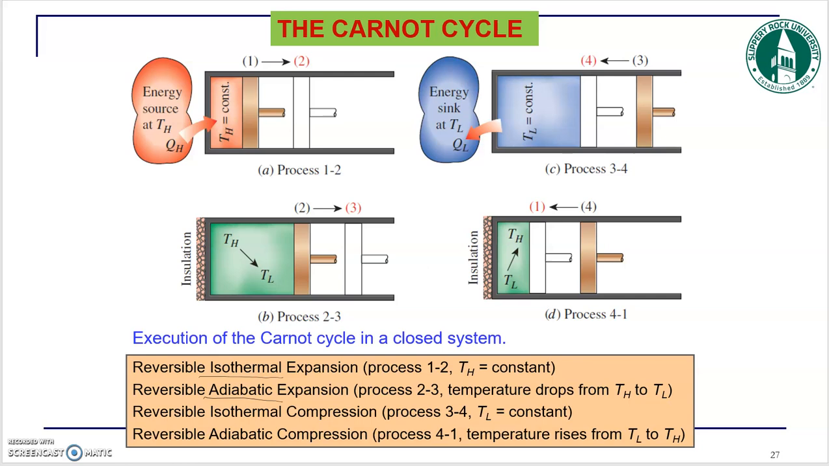If you look at process number 1, or A, it goes from state 1 to state 2. Your piston cylinder device is connected to an energy source at TH, and as the gas expands, it tends to reduce its temperature to TL, but since it's connected to the energy source, the gas temperature stays constant during this process. So this is an isothermal process. This is a quasi-equilibrium process, so it's a reversible process that's happening here.